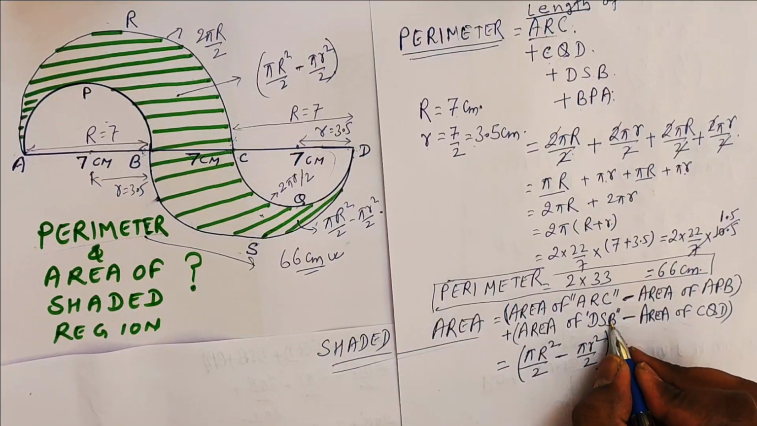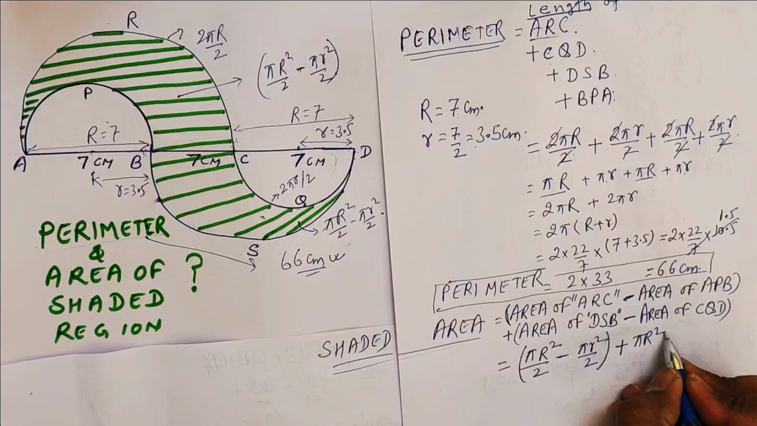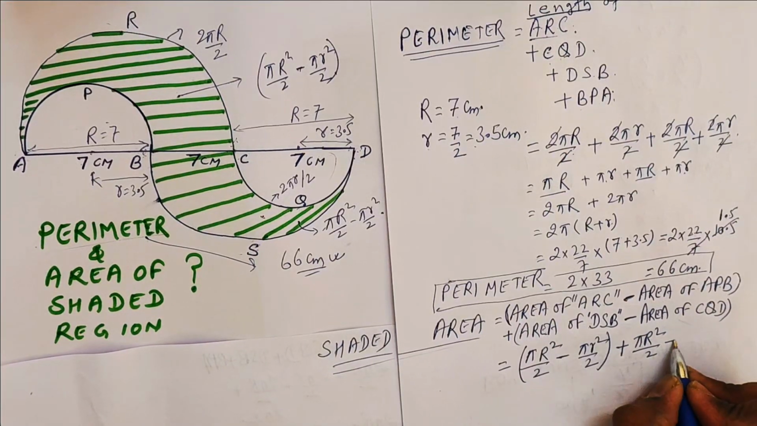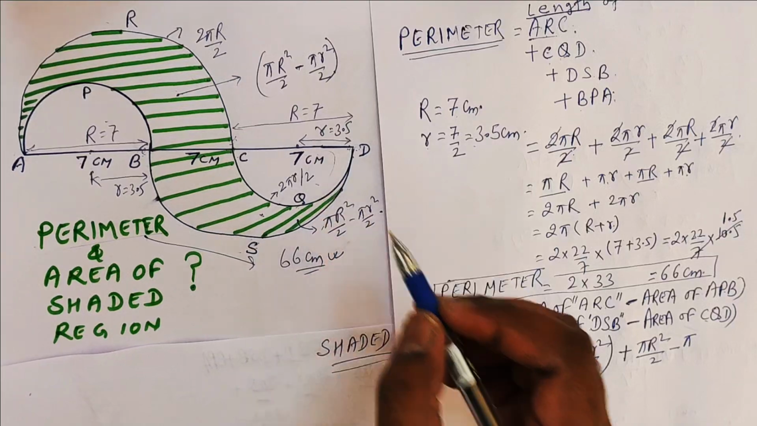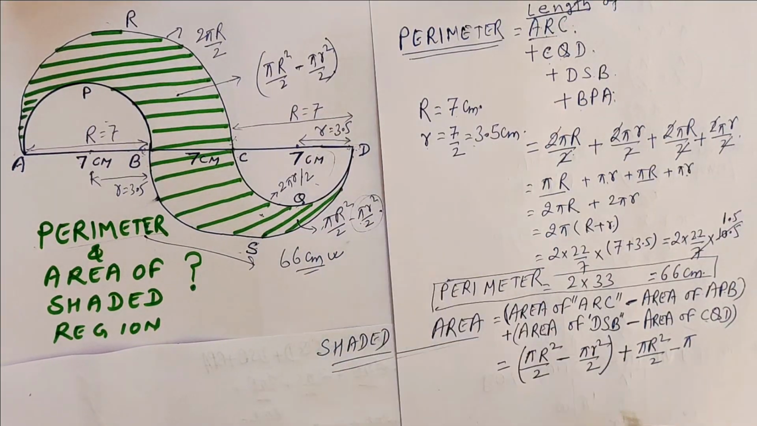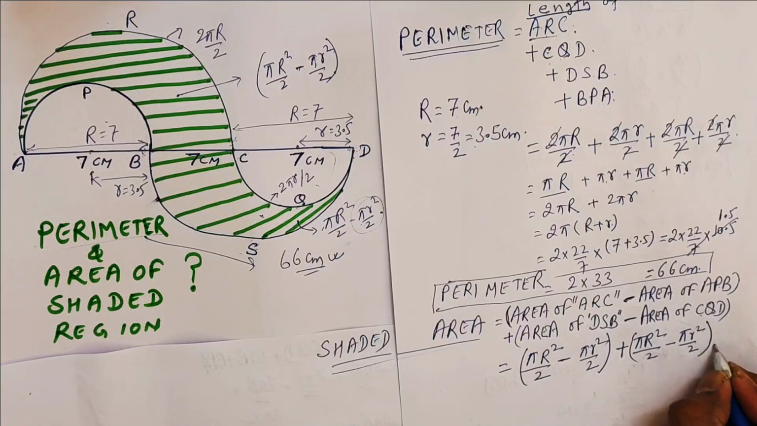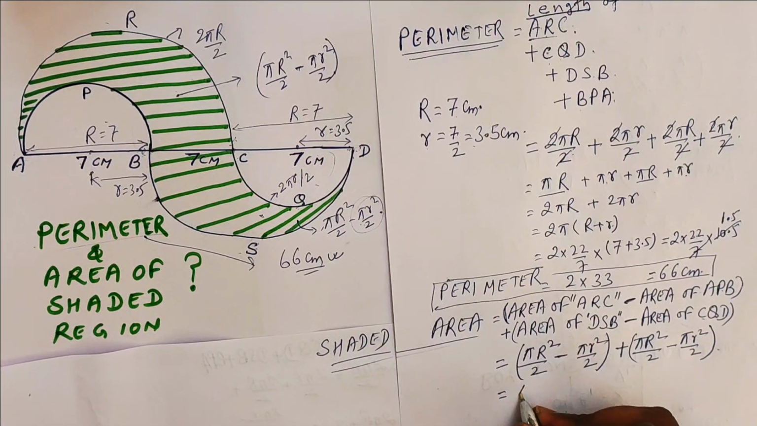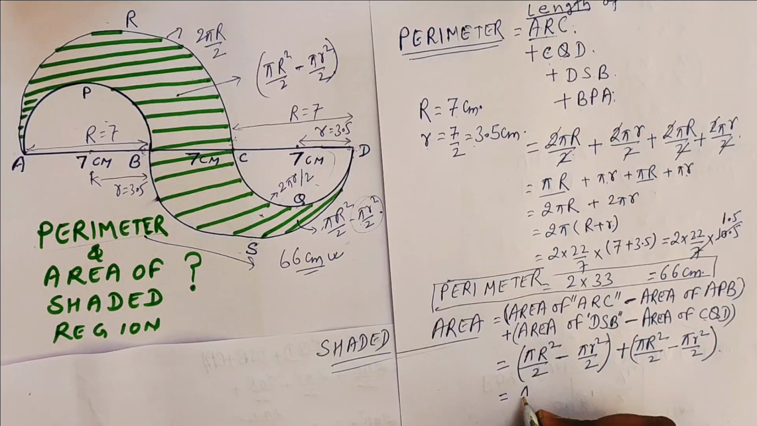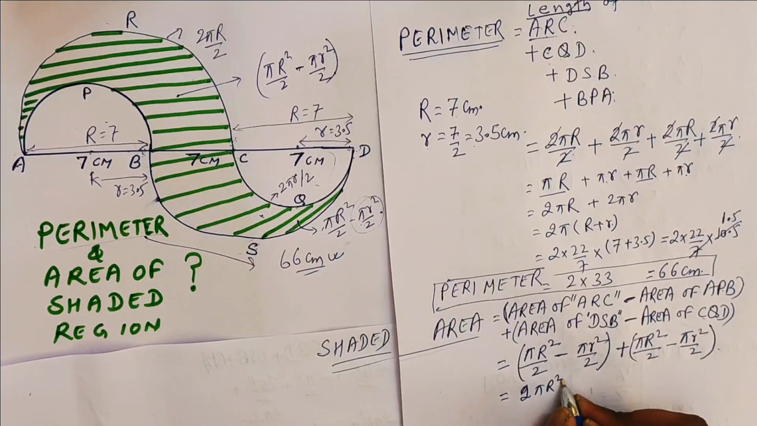Now, what is the area of ARC? You know it, pi capital R square by 2. And what is the area of the smaller semicircle? That is pi small r square by 2. So from pi capital R square by 2, that means the area of the bigger semicircle, subtract the area of the smaller semicircle, that is pi small r square by 2, and this will be happening two times, as you can see over here.